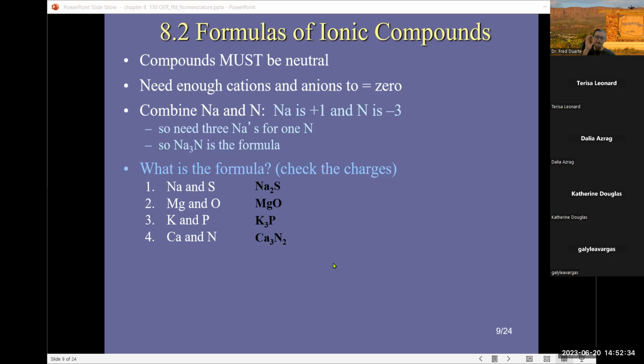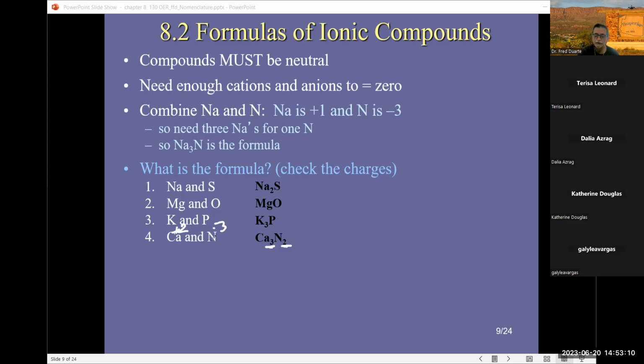Now, as a little hint to help you out, if you really think about it, if you don't see it, don't use it. But what happens is this. The subscript of the anion is originally the charge of the cation. You see that? And the subscript of the cation is the charge of the anion.